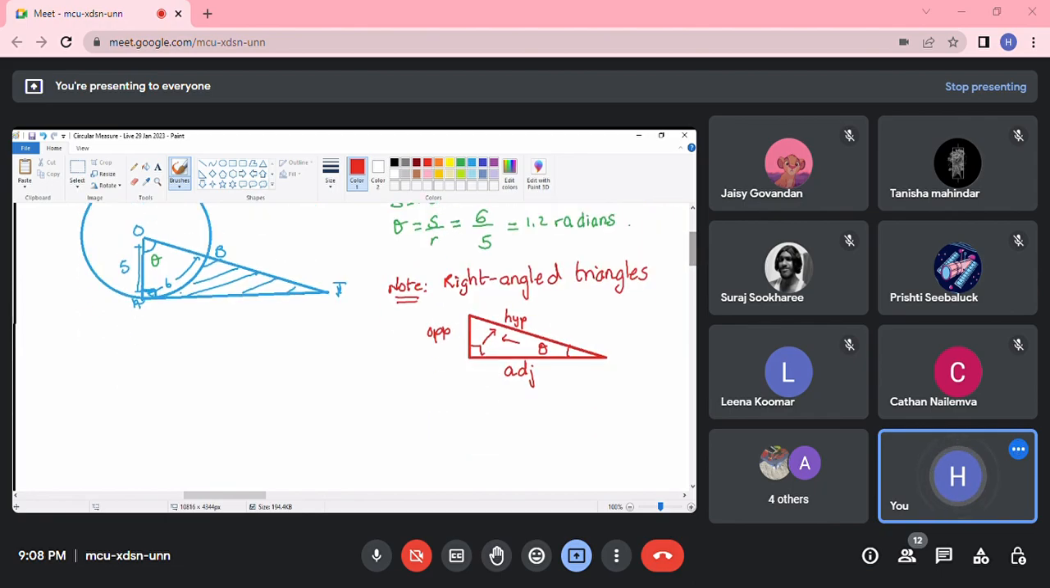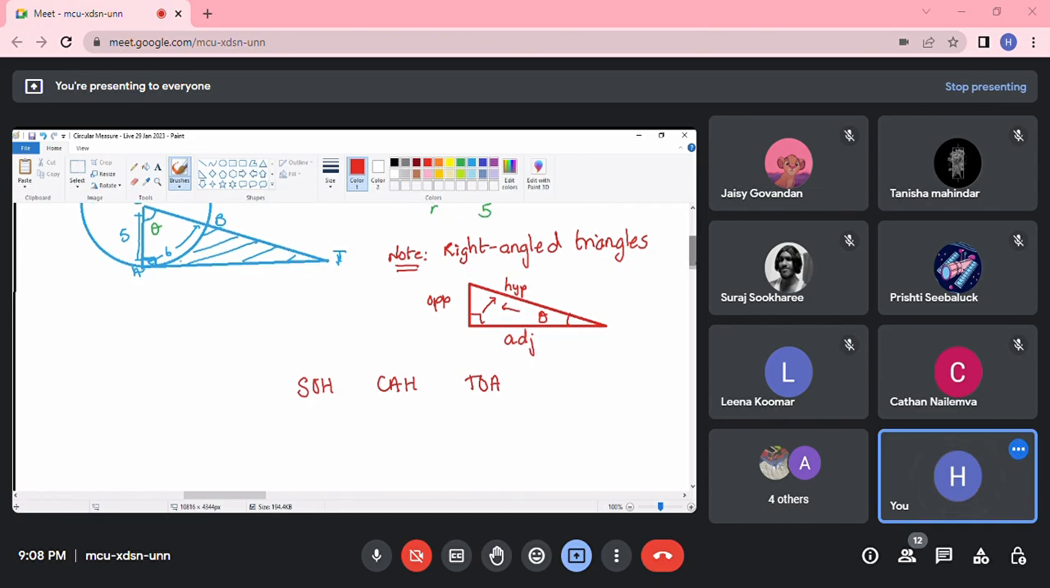So we have three relations in trigonometry for right angle triangles. These relations can be remembered using SOH CAH TOA. So the sine of the angle theta would be equal to the opposite side divided by the hypotenuse. This is the first relation. The second one, the cos of the angle theta would be equal to the adjacent side divided by the hypotenuse.